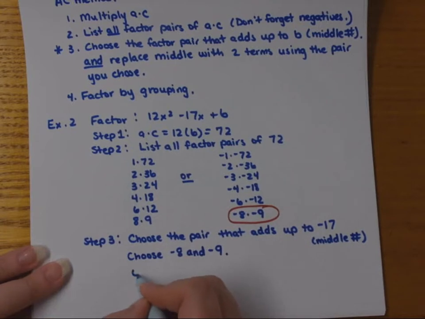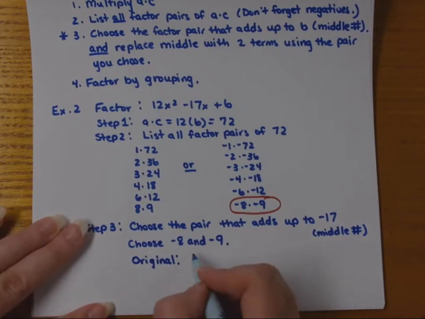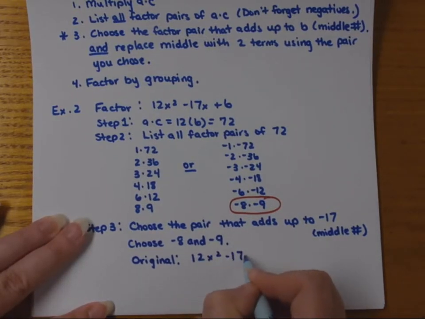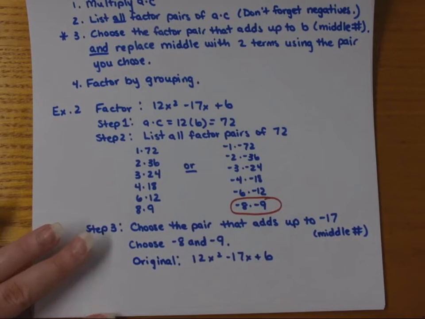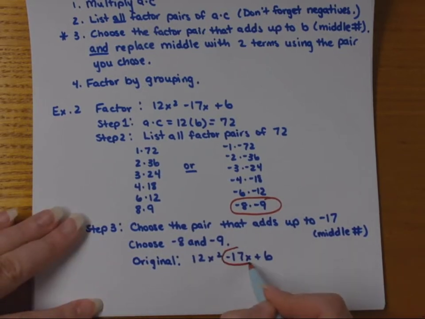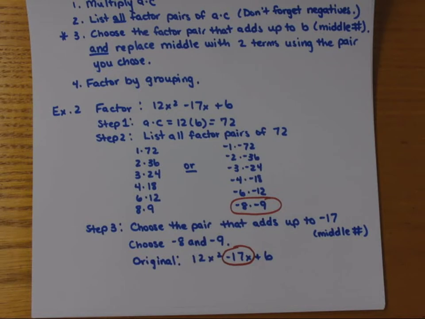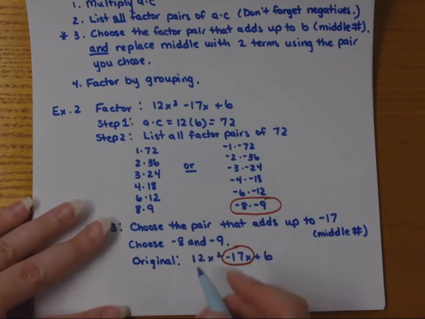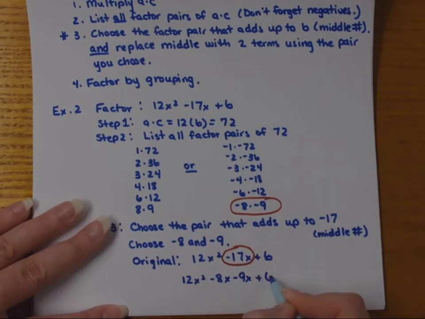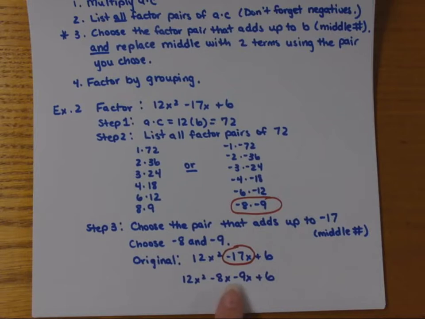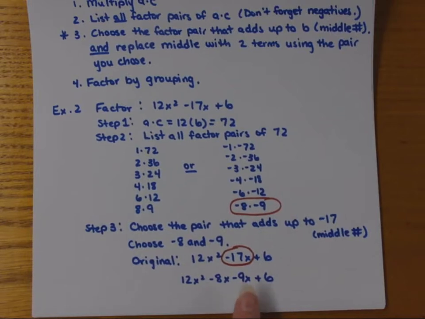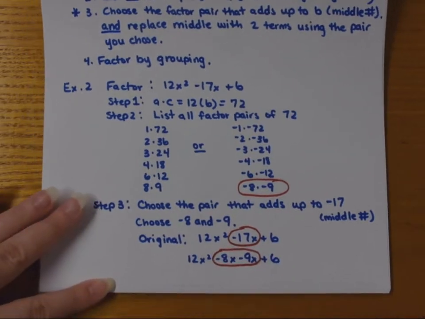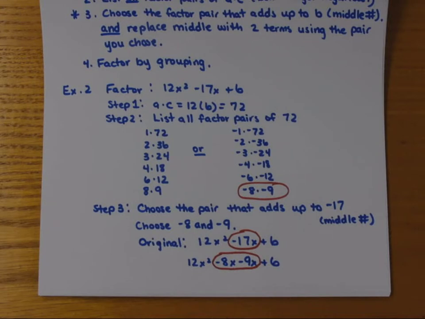But I still have some of step 3 left. So here was my original, 12x squared minus 17x plus 6. But I want to replace this middle term with 2 terms using negative 8 and negative 9. But I don't want to change the value of anything. So this would be 12x squared minus 8x minus 9x plus 6. Notice, negative 8x minus 9x is negative 17x. So I haven't changed the value of anything. I've just expanded out this middle number into 2 numbers so that I can do what's called factoring by grouping.